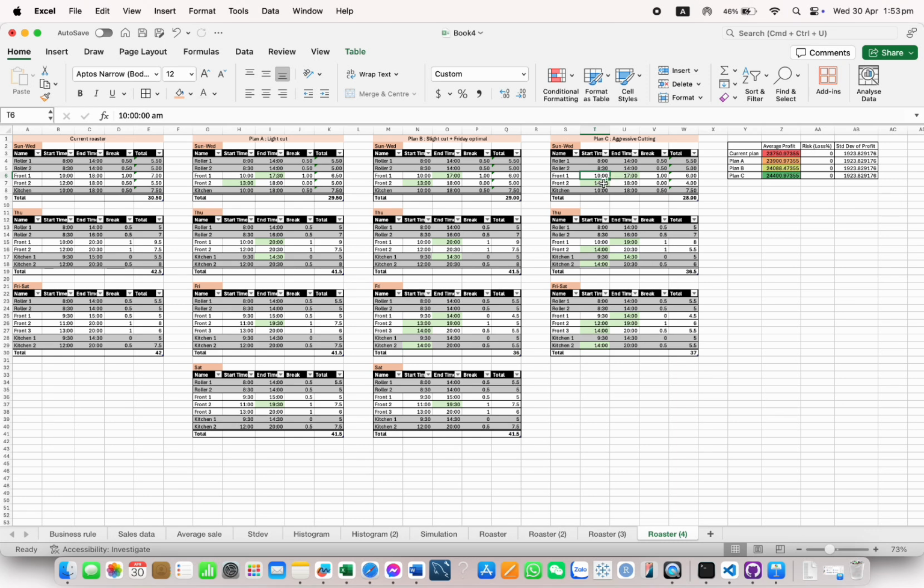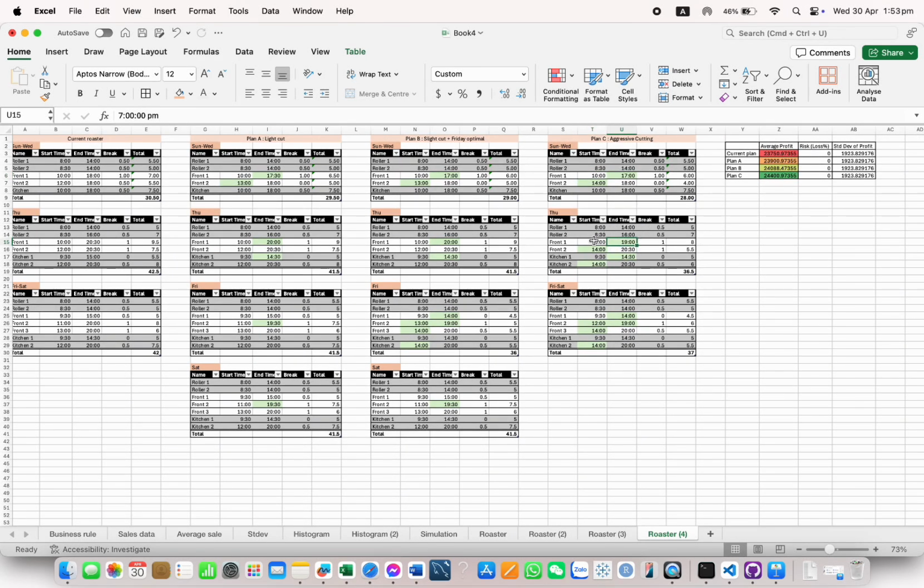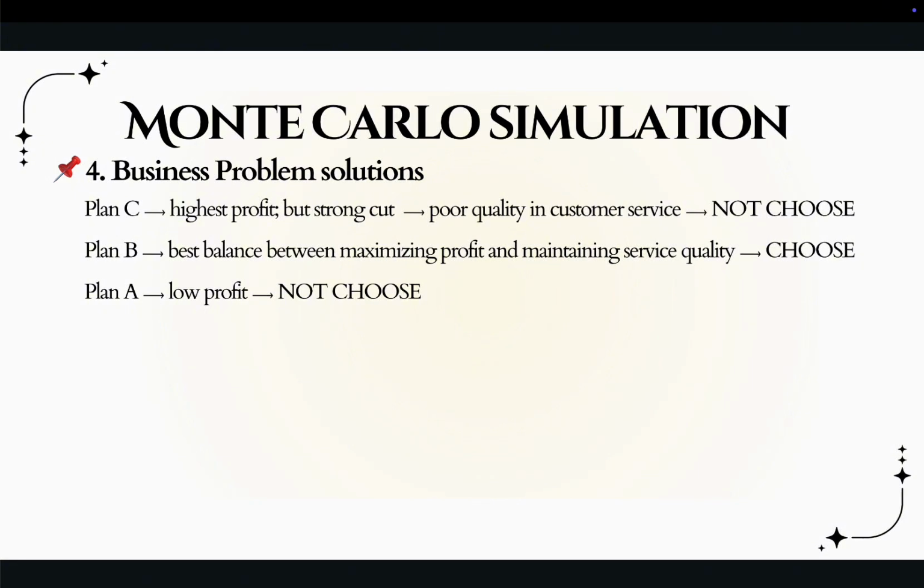About plan A and plan B, the profit we earn from them is not as much as plan C, but it's still higher than our current plan and it still maintains good customer service, so we can consider choosing plan A or plan B to conduct in our business. However, plan B earns higher profit, so I think the ideal plan for our business is plan B. To sum up, by using Monte Carlo simulation, I was able to find that plan B offered the best balance between cost efficiency and service quality, making it the most practical solution for our business.